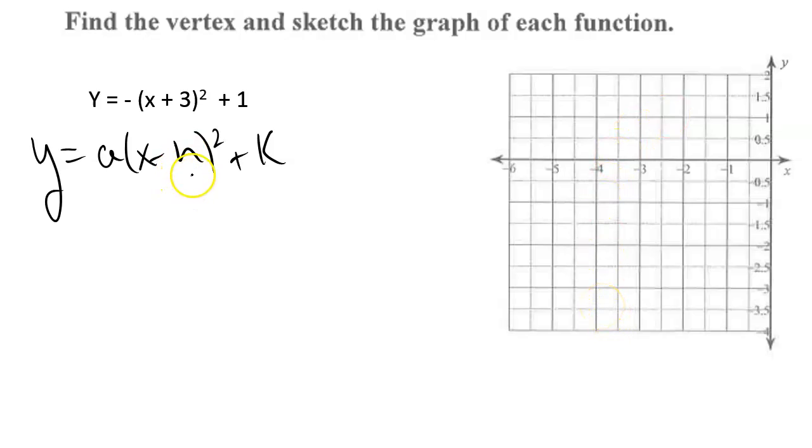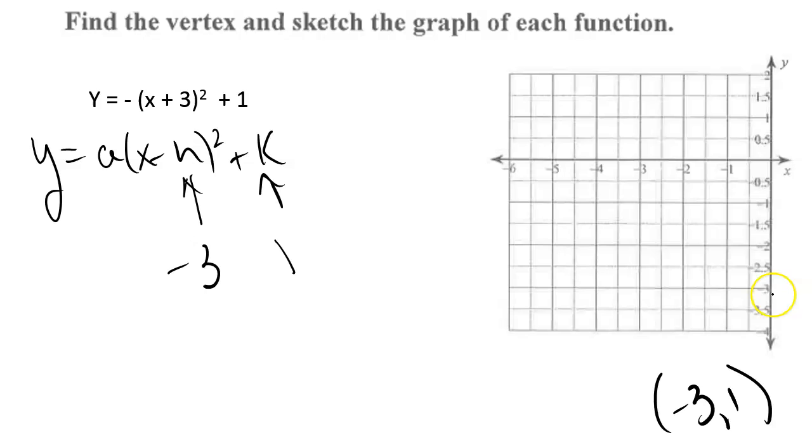The next thing that you can identify are the values for h and k. So h here is -3 because x minus a -3 gives you this x plus 3 up here in the original problem, and your k value is 1. So your vertex for this problem is -3, 1. So we can go ahead and plot that nice and easily there. That'll be the top of our parabola.